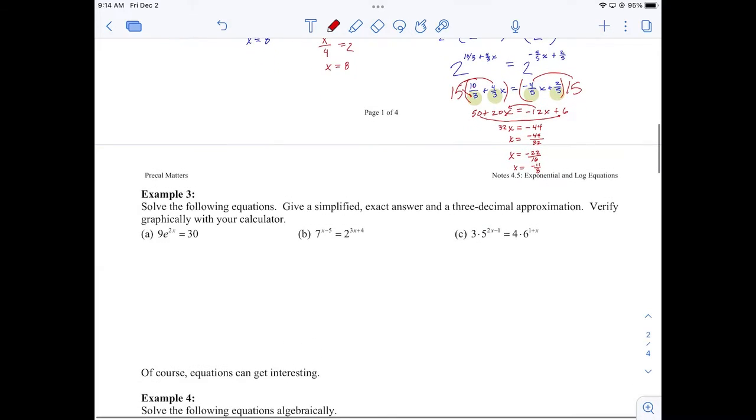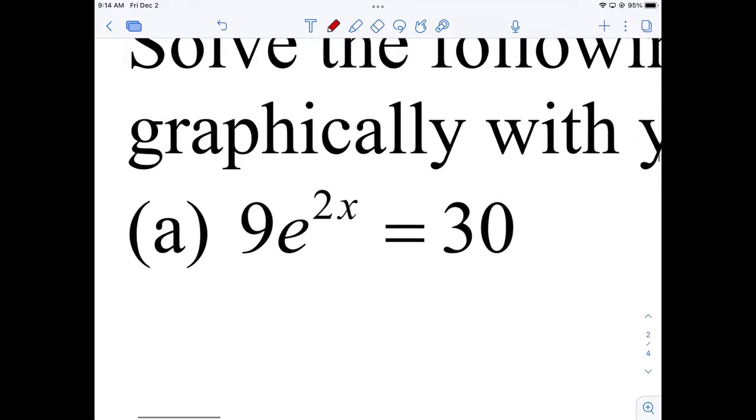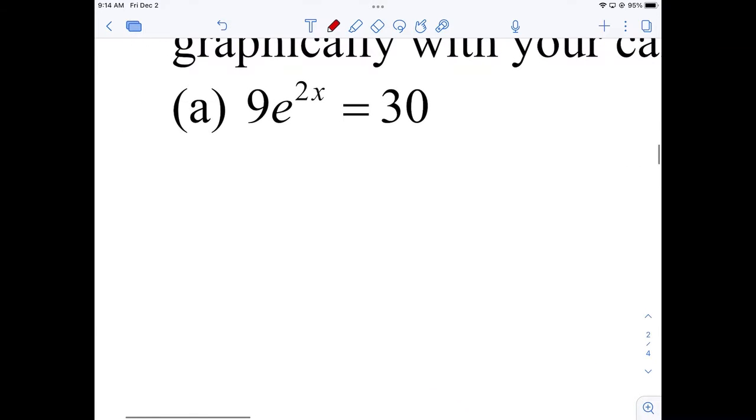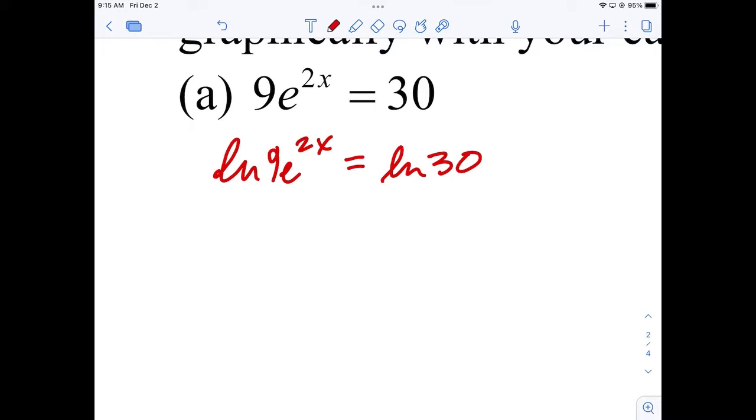All right. Now, example 3. It's an exponential equation. I have base E on this side, and if I divide through by 9, I get 30/9ths. There's no way I'm going to be able to write both sides as a power of E. No way. So what do I do instead? Log it. Log it. Very good. When you can't get the bases the same, you log it. So this is the natural log of the left side and the natural log of the right side.